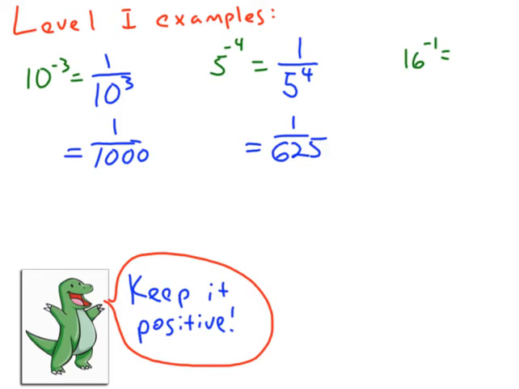All right, and finally, 16 to the negative 1. Well, that's going to be the same as 1 over 16 to the positive 1. And 16 to the positive 1 is just 16, so it's 1 over 16. So there you go. Keep things positive. Like I said, not too bad. All right, let's look at some more examples.